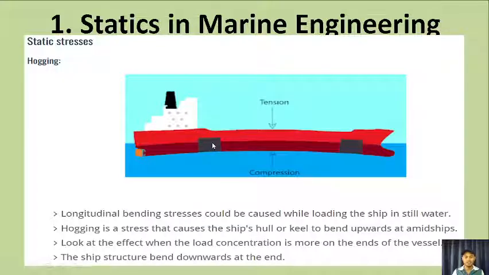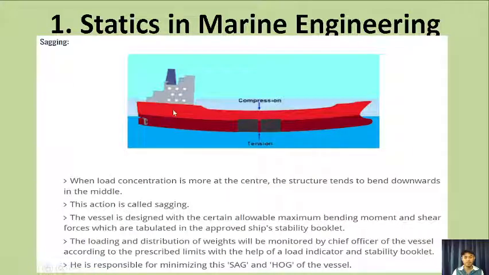Okay, so statics in marine engineering. There are different examples of statics, like the static stresses in our ship. So we have here hogging. There are forces from below that compress the underside of the ship and force it upward. So there is tension on the upper part of the ship. So that is hogging. Next we have sagging. It's like a banana. So in sagging, there is tension on the bottom part while there is compression on the upper part of the ship.